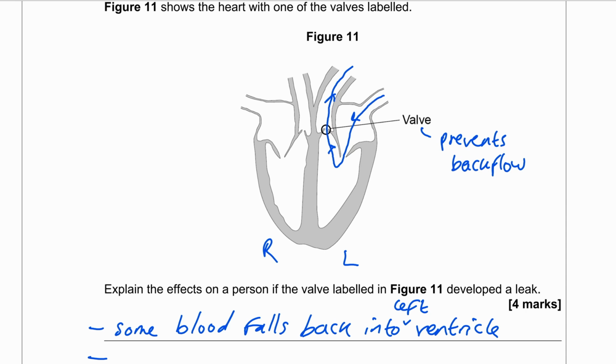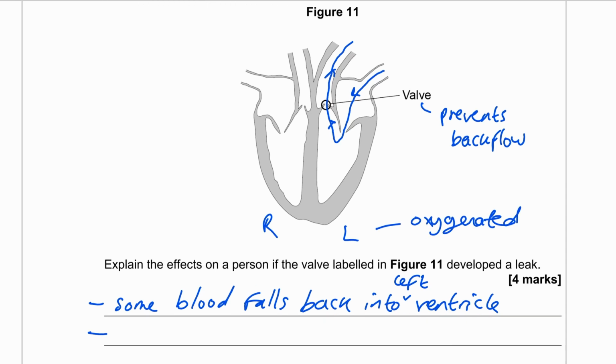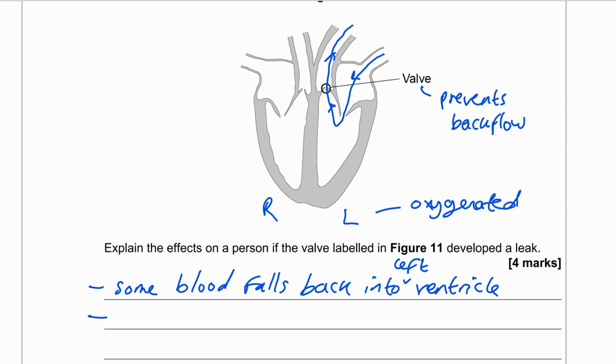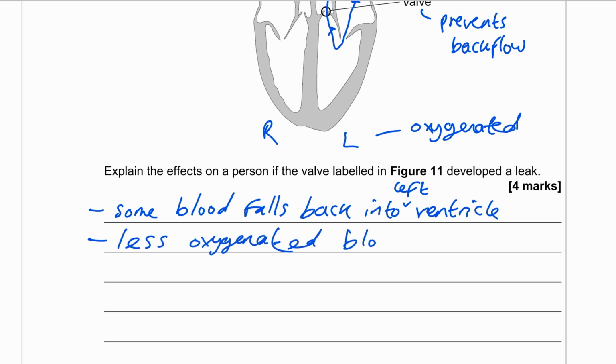Now remember that the question is asking us to explain the effects on a person. So what would be the consequence of blood not leaving the heart? Well, if it's the left side of the heart, we've got to remember that that blood is going to be oxygenated. So it's just come from the lungs and wants to go to the rest of the body. So if this blood is falling back, that means that less oxygenated blood is going to the rest of the body.